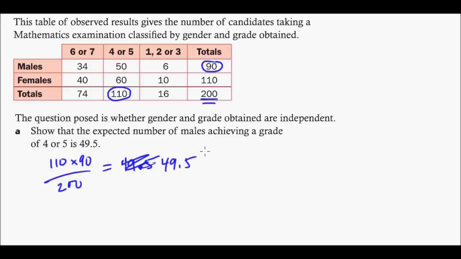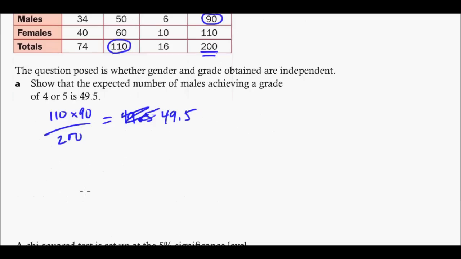That's pretty simple. If we wanted to find the expected value of each one of these, you would do 74 times 90 divided by 200, 74 times 110 divided by 200. On your project, if you're doing a chi-squared test, you would go through each one of these. So what's the next question?